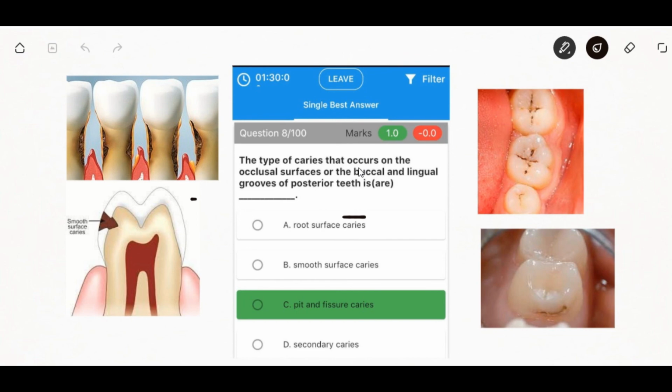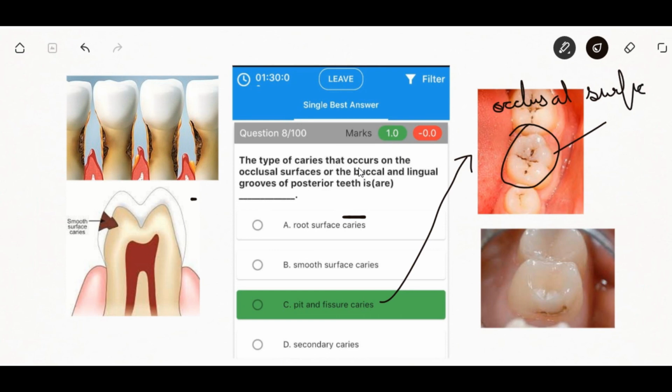The type of caries that occurs on the occlusal surface of teeth or the buccal and lingual grooves of posterior teeth is known as pit and fissure caries. So this figure you can see is an example of pit and fissure caries. It is seen on the occlusal surface.